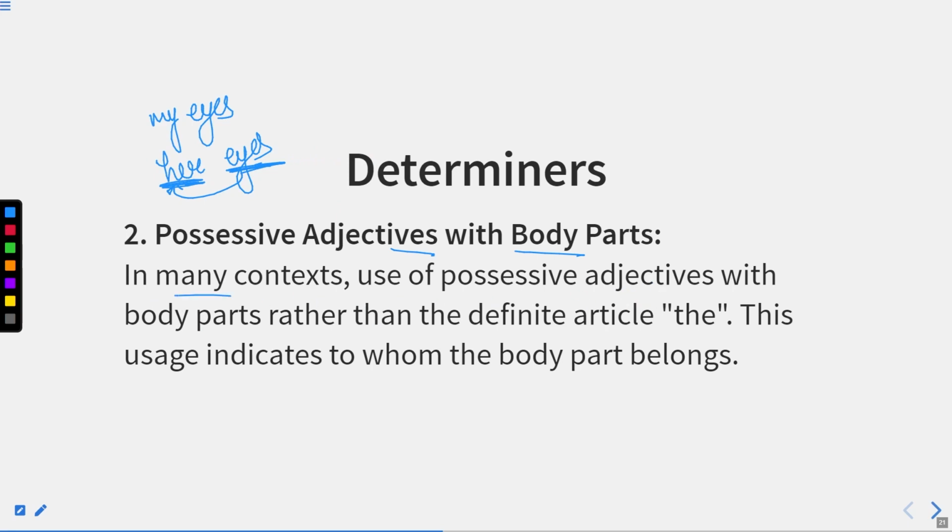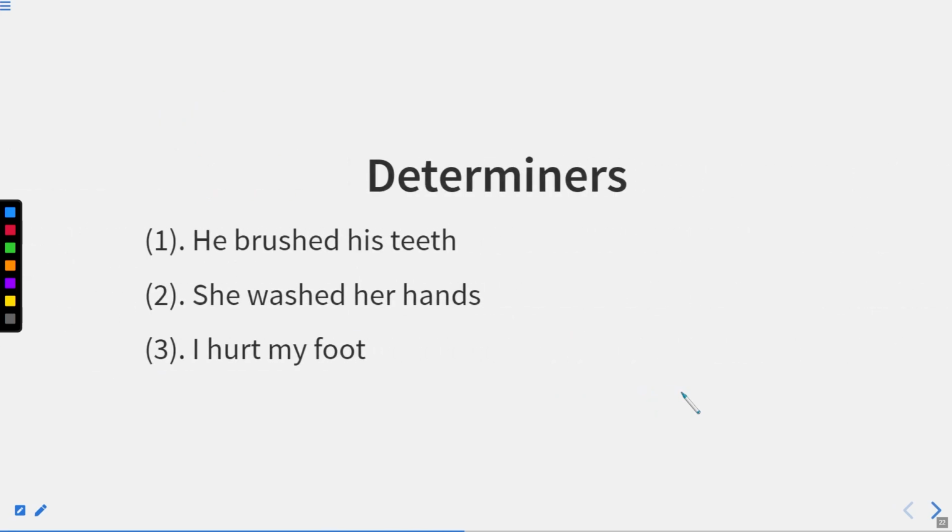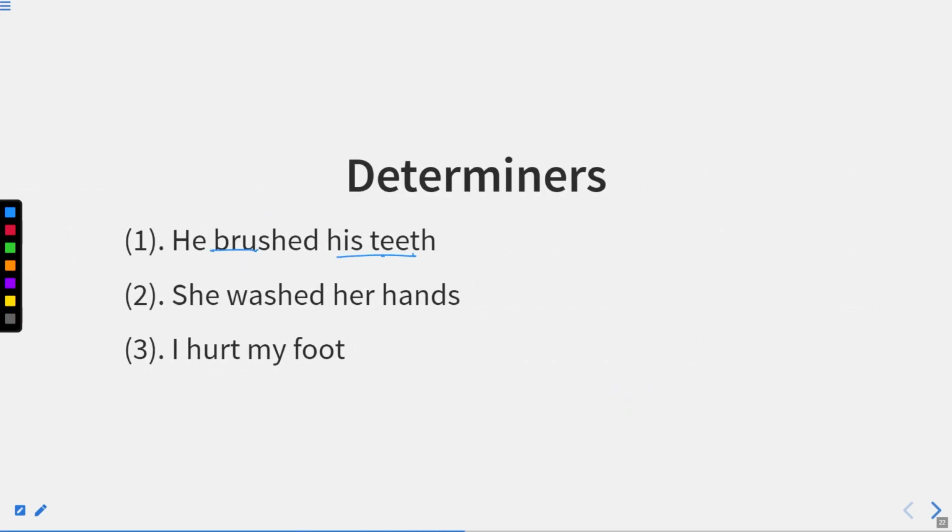Now, in many contexts, we use possessive adjectives with body parts rather than the definite article the. This usage indicates to whom the body part belongs. Now, he brushed his teeth. So teeth are a body part or noun, and we are using his, that is a possessive adjective. She washed her hands. Again, hands, body part, that is a noun, and her is a possessive adjective. I hurt my foot. Again, foot is a noun before which I'm using my, that is a possessive adjective.